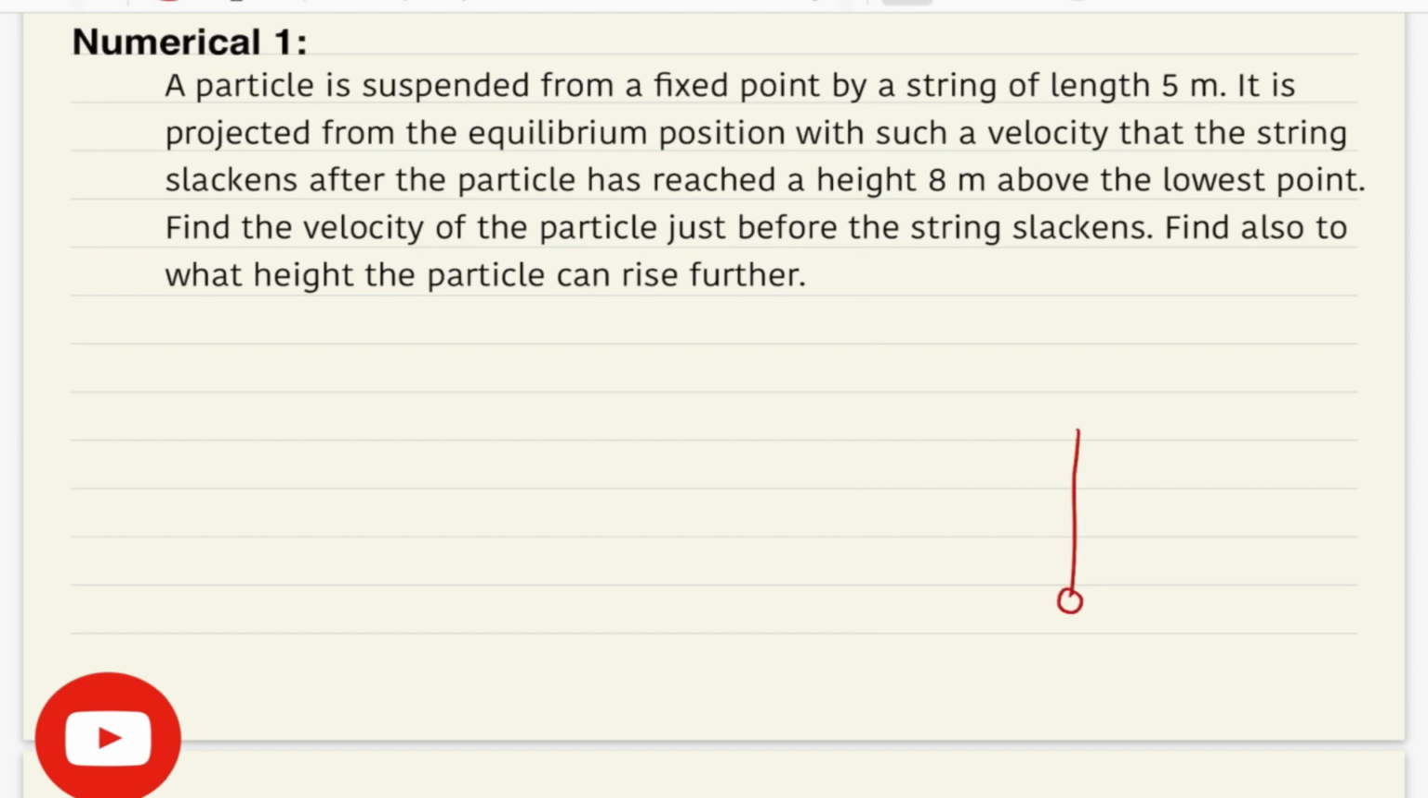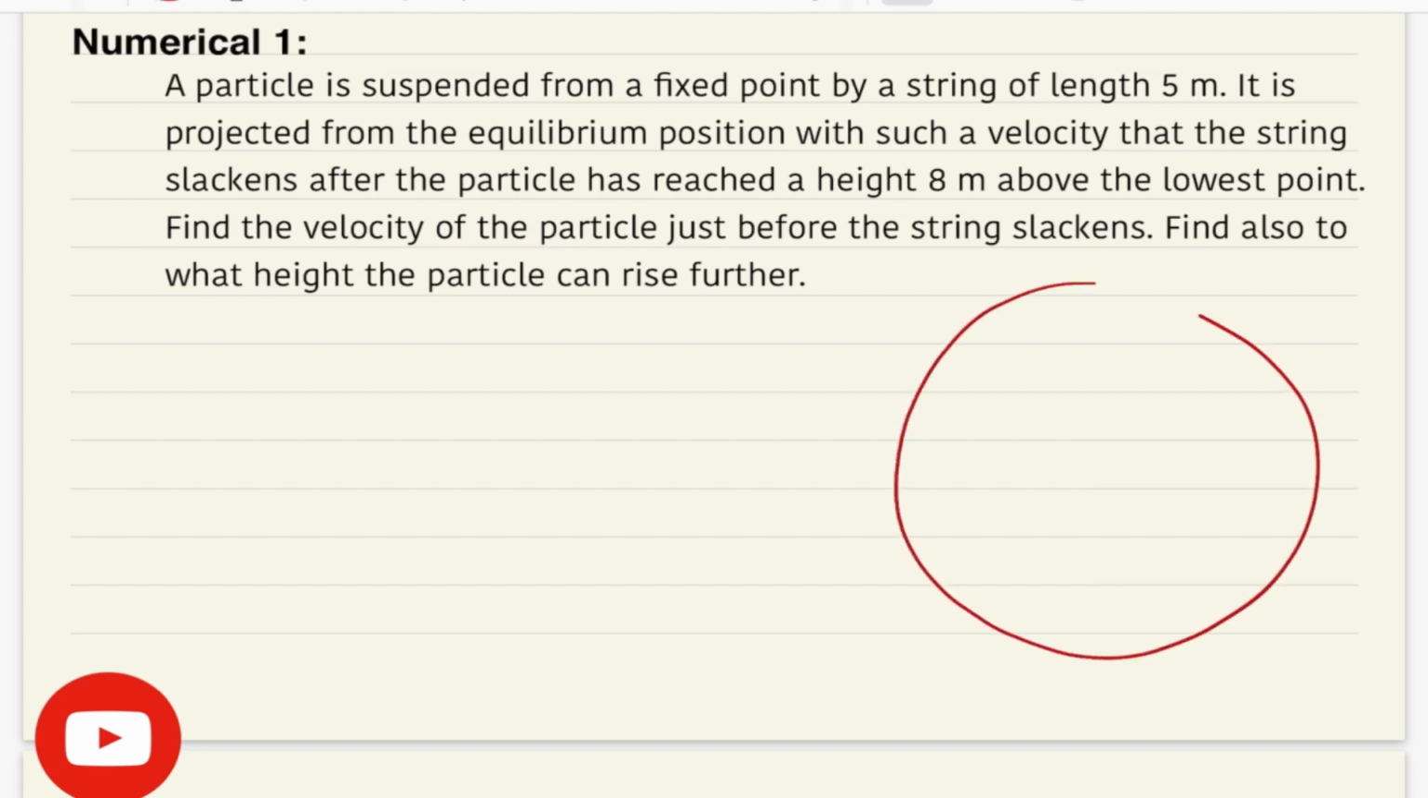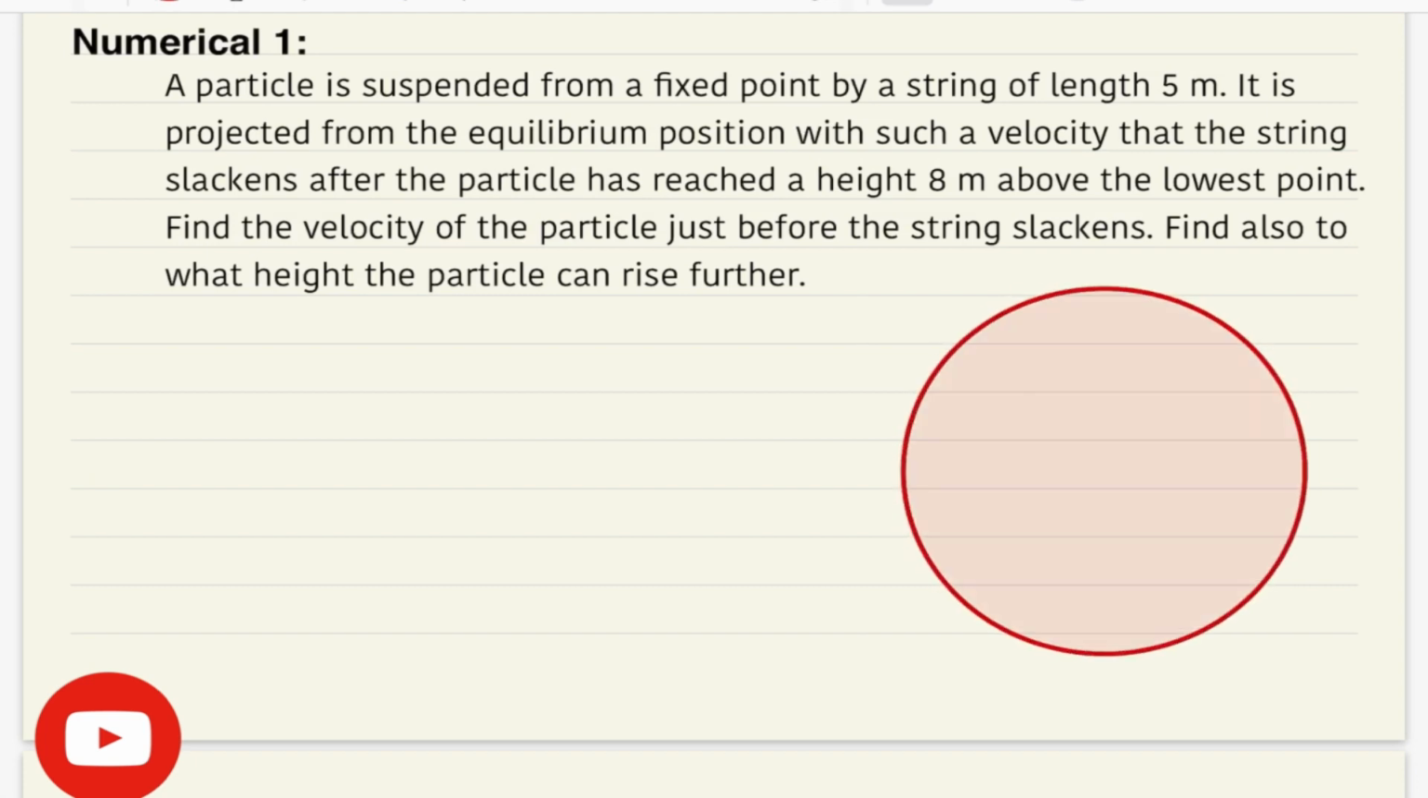It is projected from the equilibrium position with such a velocity that the string slackens after the particle has reached a height of 8 meter above the lowest point. So let's take that we are considering a vertical circular motion. So this is our vertical circular motion, okay, and this is the particle. Initially it is in the equilibrium position and having length 5 meter.